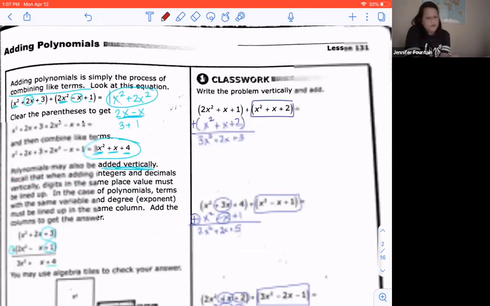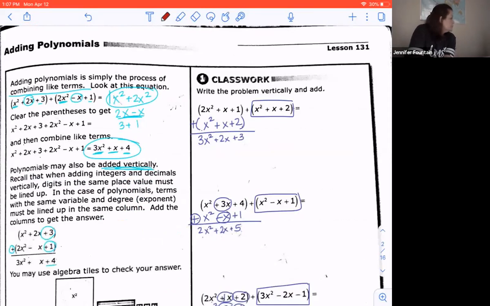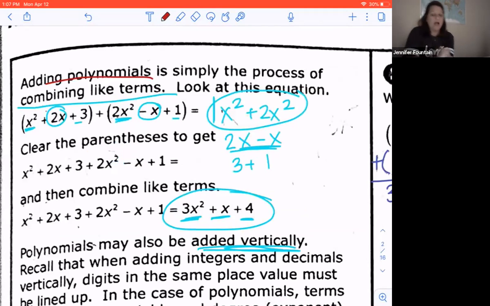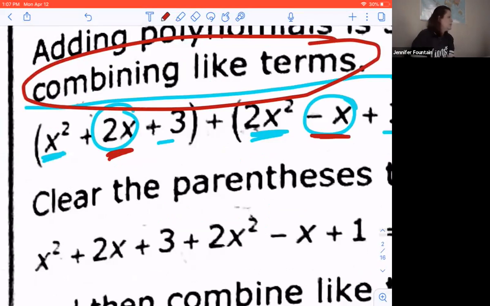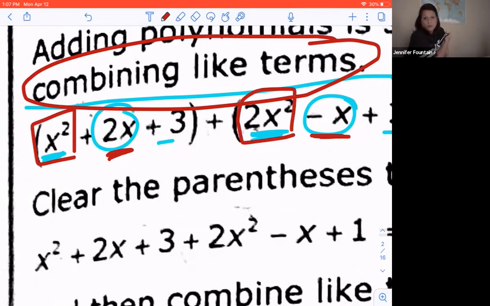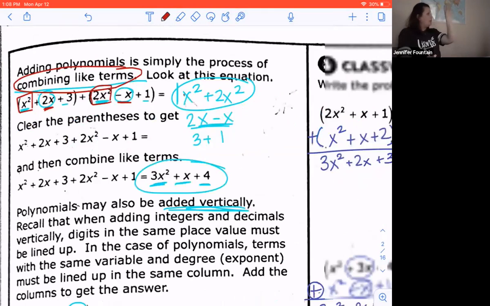So now let's go to lesson 131 and review adding polynomials. In lesson 131, adding polynomials, we said adding is the process of combining like terms. Numbers can combine with numbers, so constants are like terms. If I have a number with a variable, like 2x and minus x, because they both have the variable x with an exponent of 1, those are like terms. And x squared and 2x squared are like terms because they both have the variable x with the same exponent. We learned earlier in the year that when I combine like terms, I add or subtract the number in front of the variable and keep the variable and exponent the same.